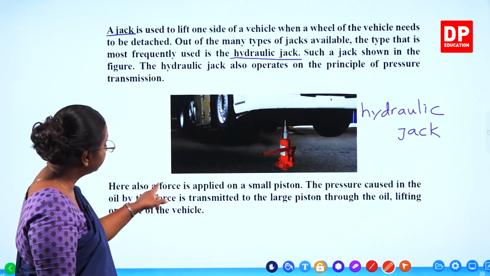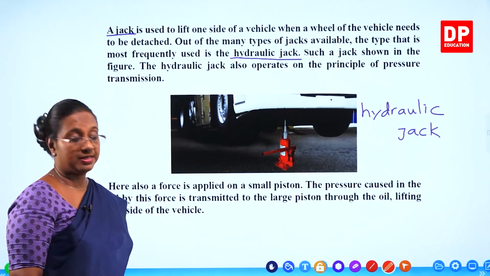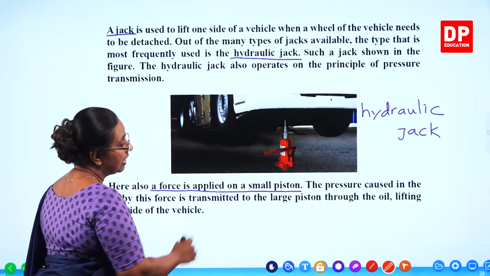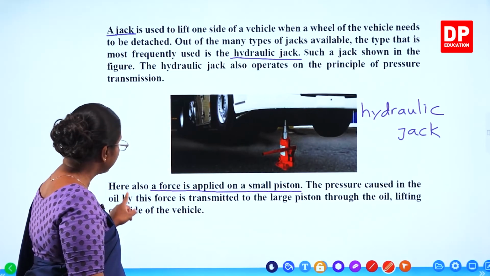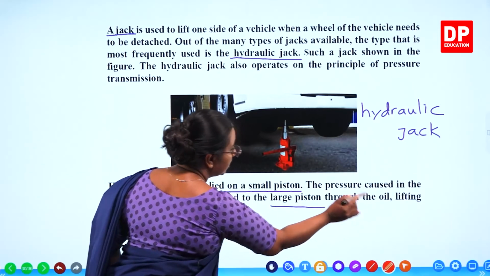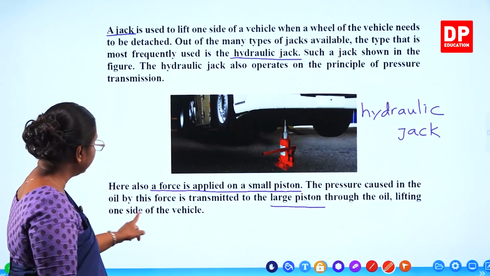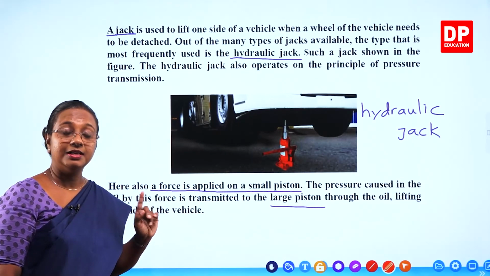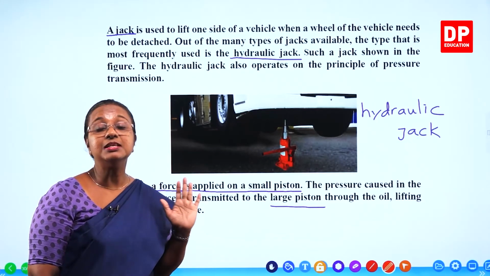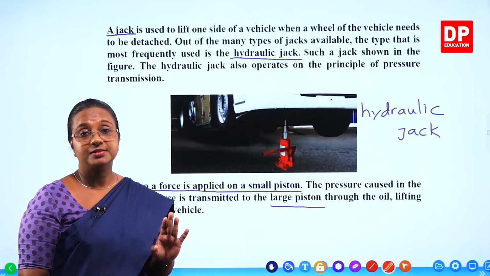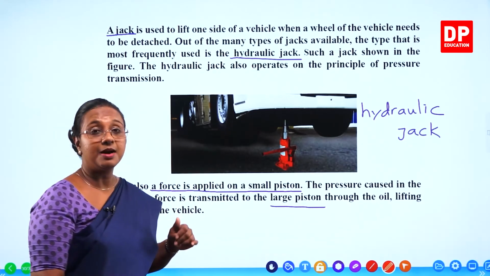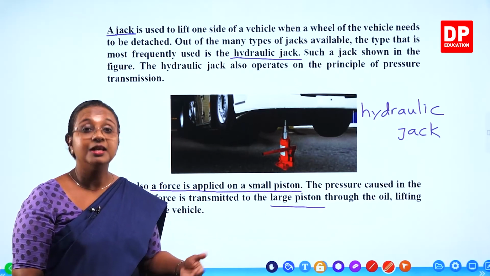Here also a force is applied on a small piston. The pressure caused in the oil by this force is transmitted to the large piston through the oil, lifting one side of the vehicle. Is that clear to you all now? So the basic concept is the same. Hydraulic press. The first example, hydraulic hoist. The second example, hydraulic jack.